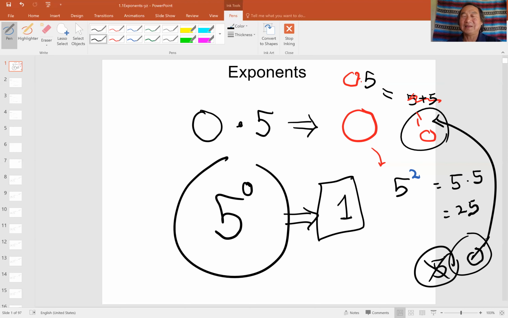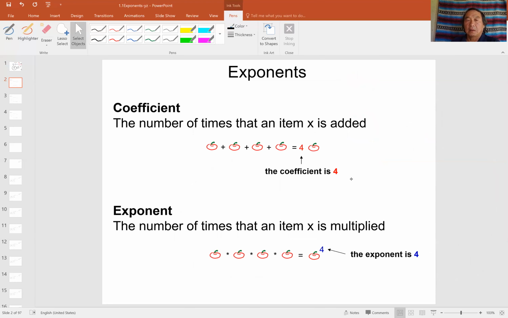And this is where students sit back and say, no, it doesn't fit with my internal dialogue, the logic that I learned in whatever my natural language is, English or whatever. Okay, and so let's clarify that a bit. The basic idea is that we have to differentiate between coefficients and exponents.